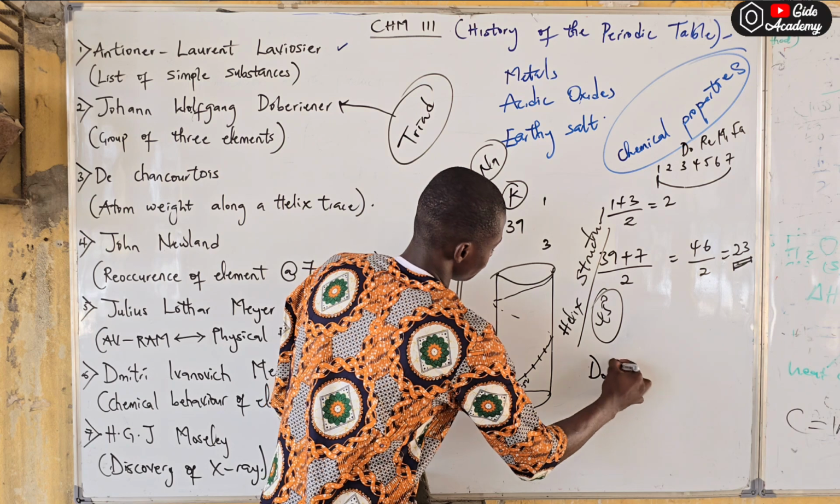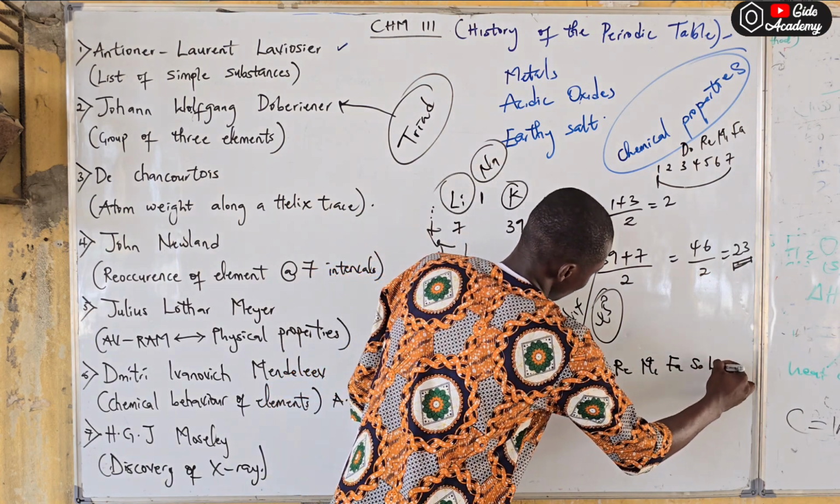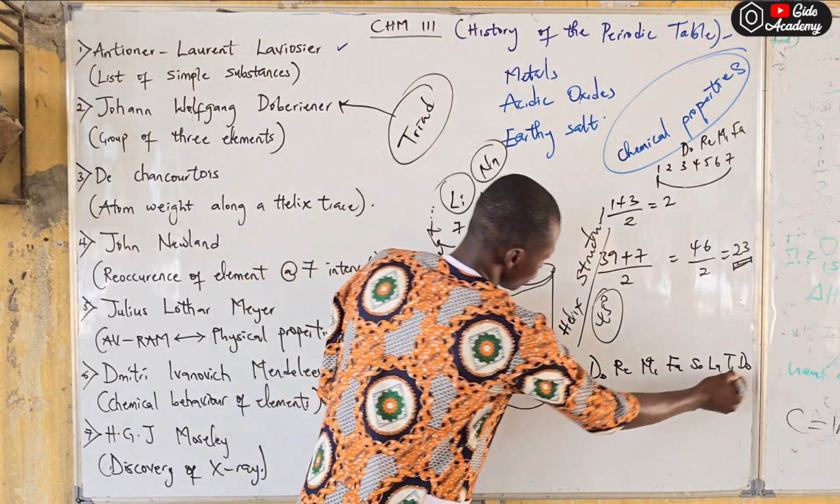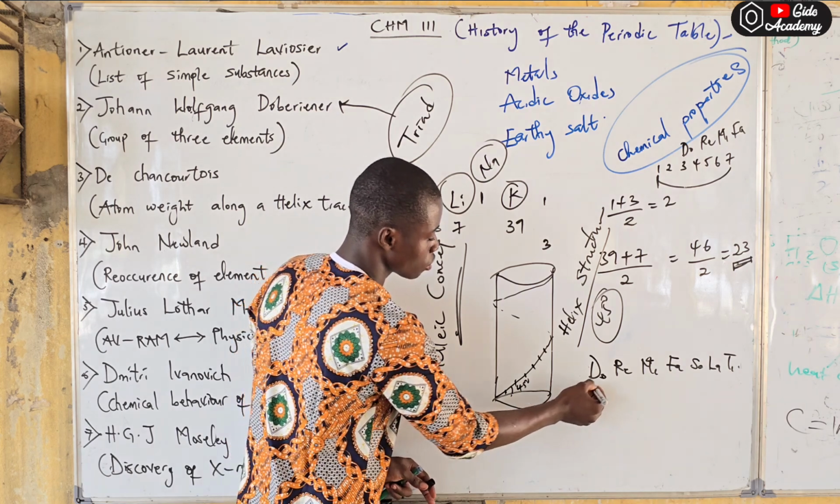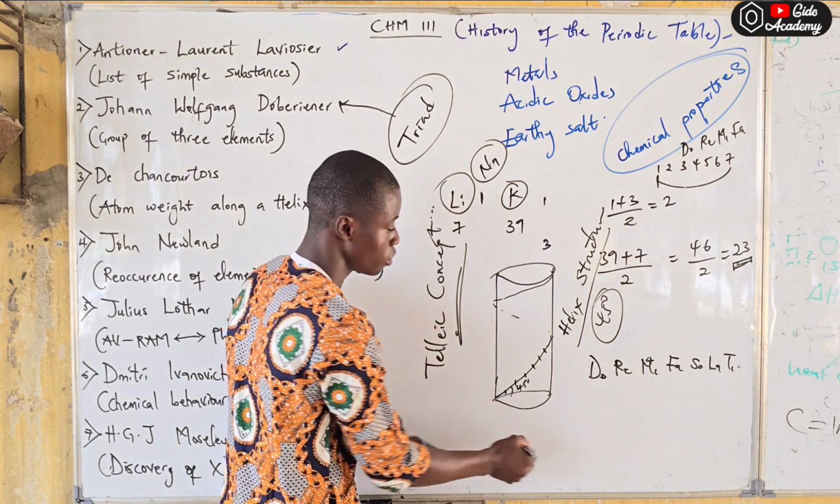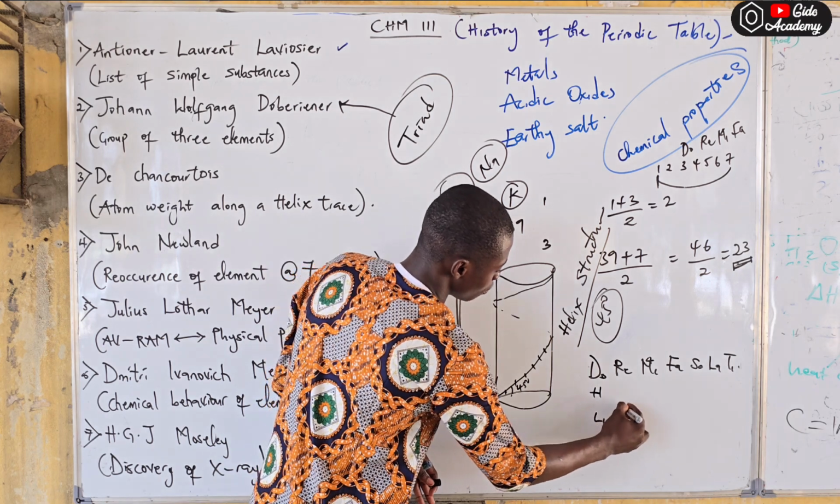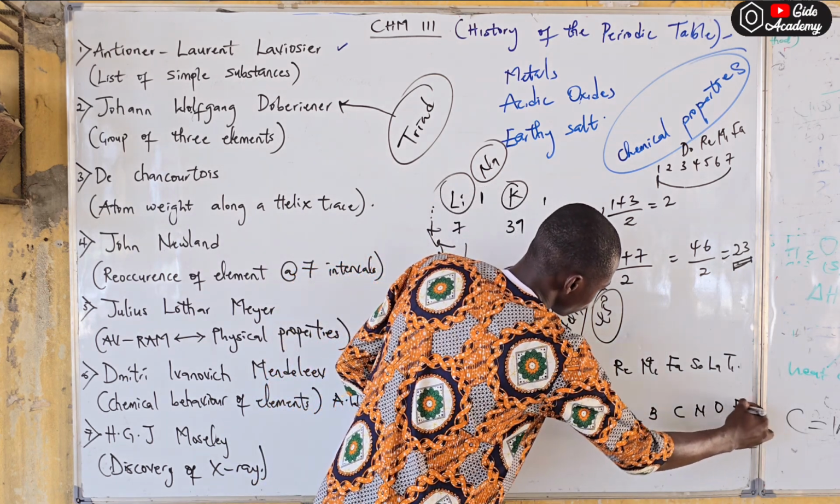Here is do, re, mi, fa, sol, la, ti. The last one is do. Now, he believed that do is the same thing, so he removed the last do. So he classified the elements into 7 recurring groups. Here will be hydrogen, here will be lithium, beryllium, boron, carbon, nitrogen, oxygen, fluorine.